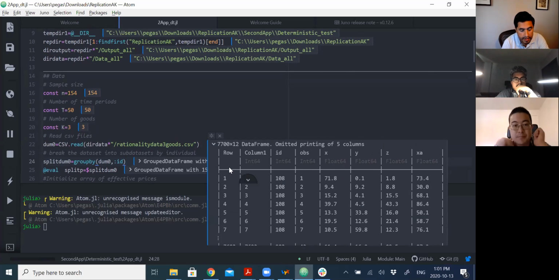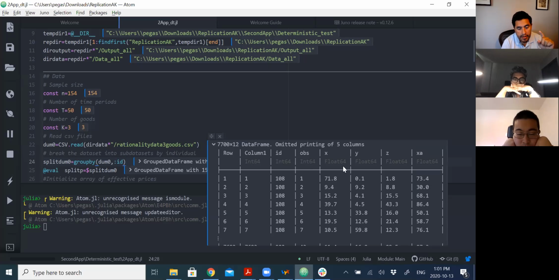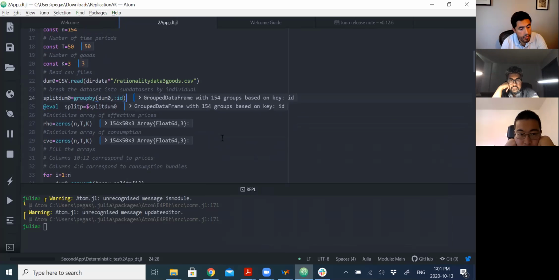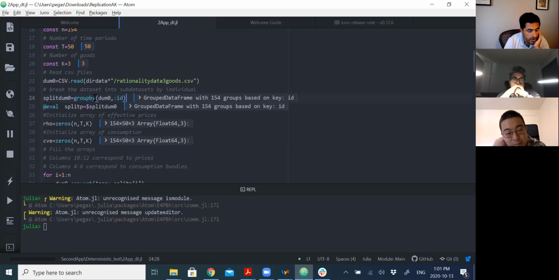And then we have the rest of the information, namely where the prices cut the axes, which is XA, YA, and ZA. Using those axes, we can then compute the slopes, okay? Which is the price. So this part, I'm just going to import it. And then I'm going to use some code from DataFrames that allows me to break down the data set into individual data sets. I need, for each individual, consumption and prices, right? That's what I need to test GARP. So this command here will do that.